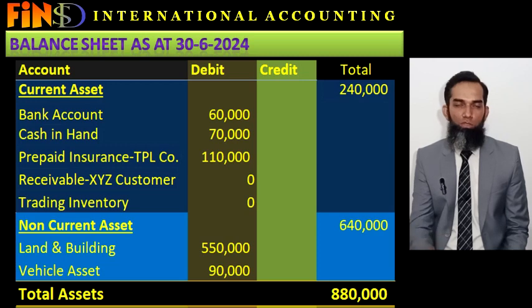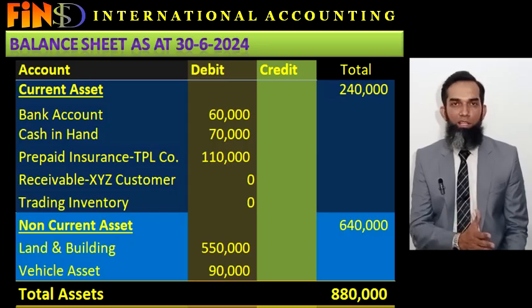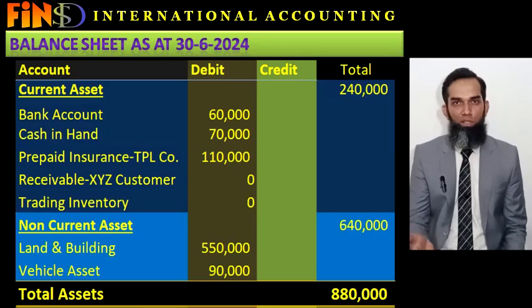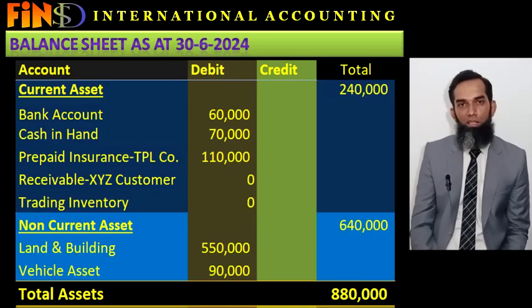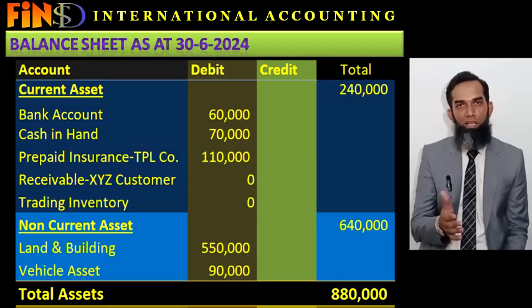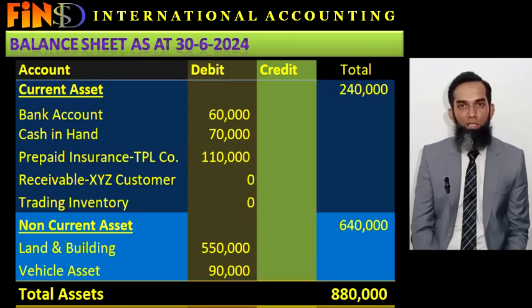So to have a clear picture of the balance sheet, I have described it in the simplest way: the balance sheet has been subdivided into the asset side and the liability and equity side. We will discuss the liability and equity side in the next slide, but here we are discussing the asset side. The asset side of the balance sheet is shown as total assets of 880,000 rupees. In this, 240,000 is current assets and 640,000 is non-current assets.